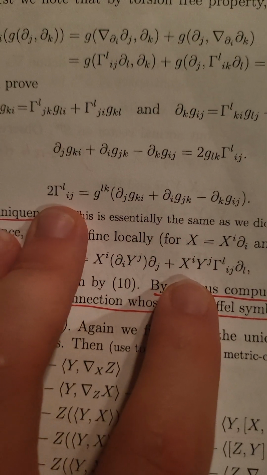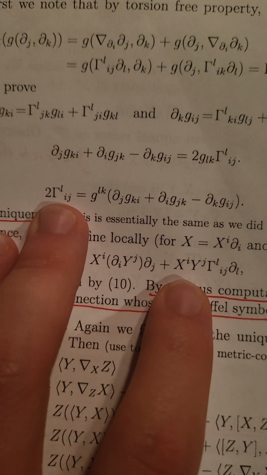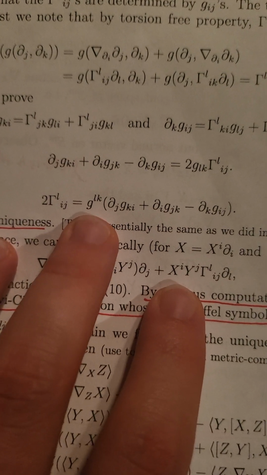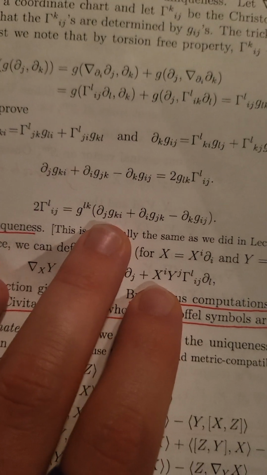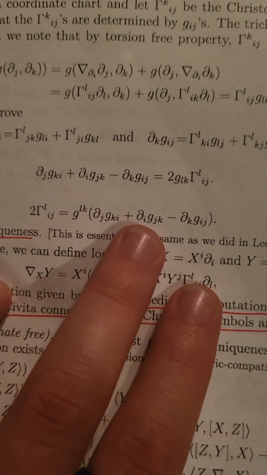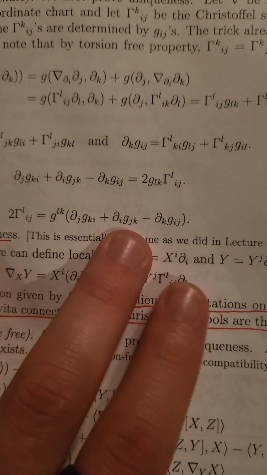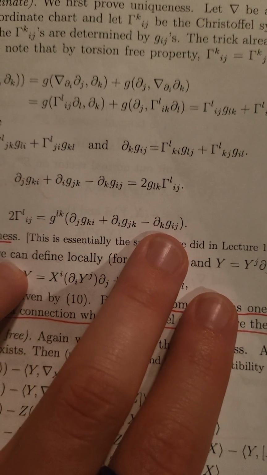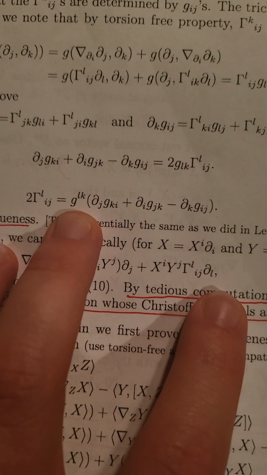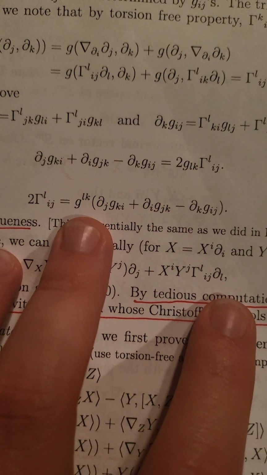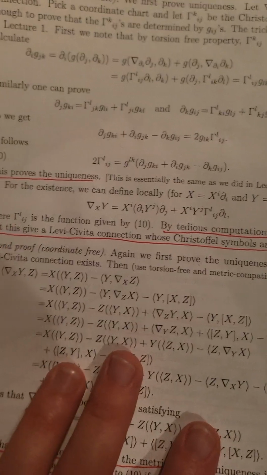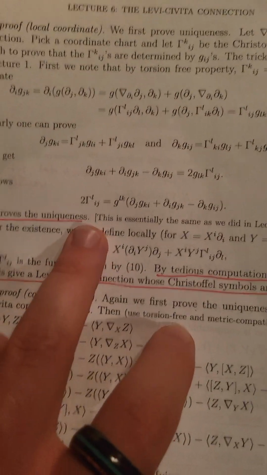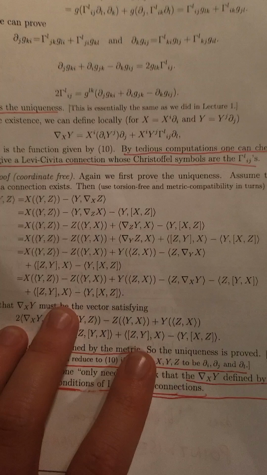So this is Γ^l_ij = 1/2 g^{lk}(∂_j g_ki + ∂_i g_jk − ∂_k g_ij), where again these superscripts here are the inverse of the metric tensor. Okay, so it's the inverse. So this proves uniqueness, and also, there's a really nice proof which is coordinate free.